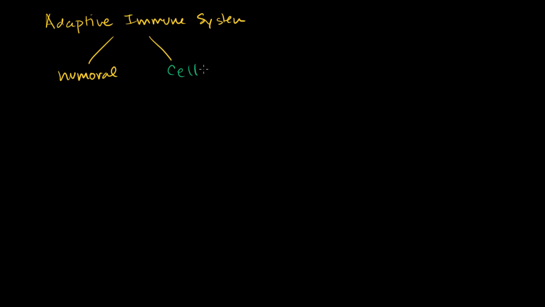In talking about the adaptive immune system, we've already seen that there's a couple of actors. Let me write this down. Adaptive or specific immune system. You have your humoral response. Humoral, so this is responding to things that are floating around in the fluids of the body and not necessarily things that have infiltrated your body cells. And then you have your cell-mediated response.